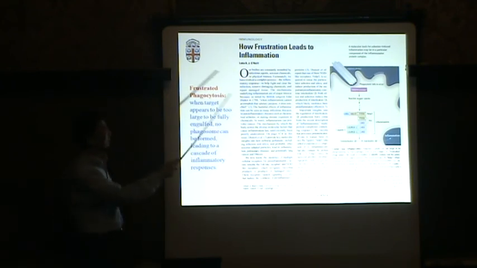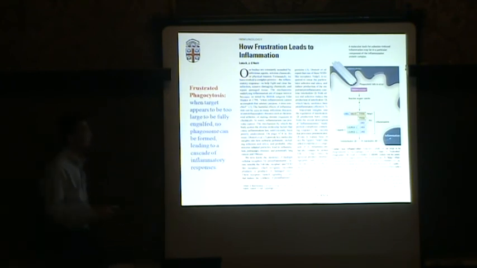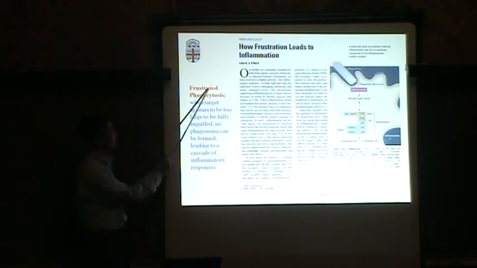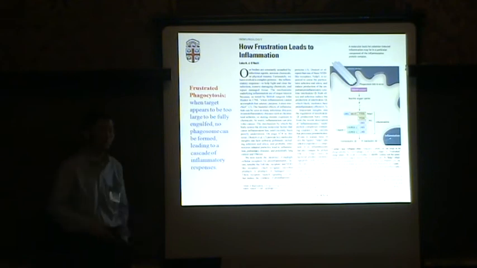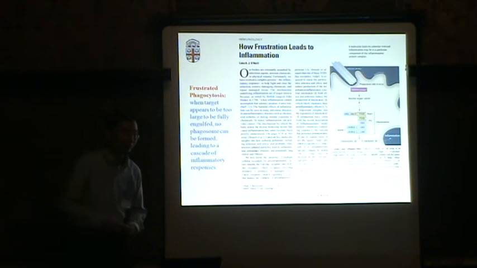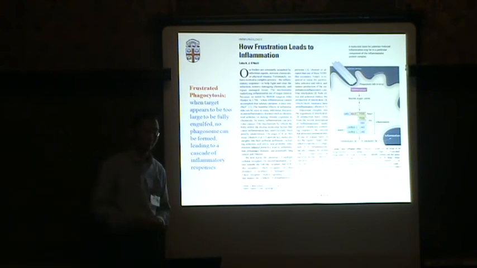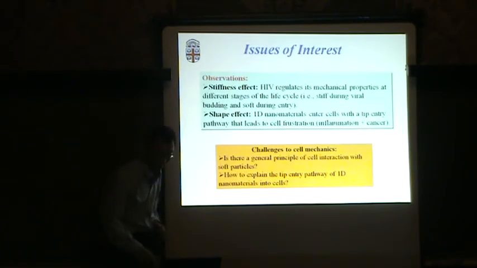So this is an article a few years ago in Science, explaining this so-called frustrated phagocytosis. When the target appears to be too large to fully engulf, no phagosome can be formed, leading to a cascaded inflammatory response. This is very well known in immunology. If our immune system gets frustrated, then it can cause a lot of damage to our health. It causes permanent inflammation, increases the mutation rate, and leads to cancer. So that's a concern.